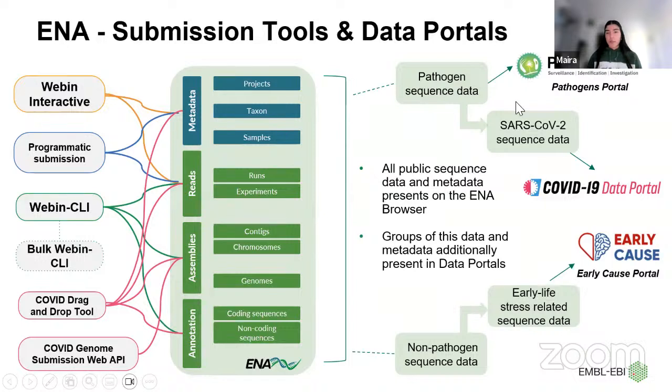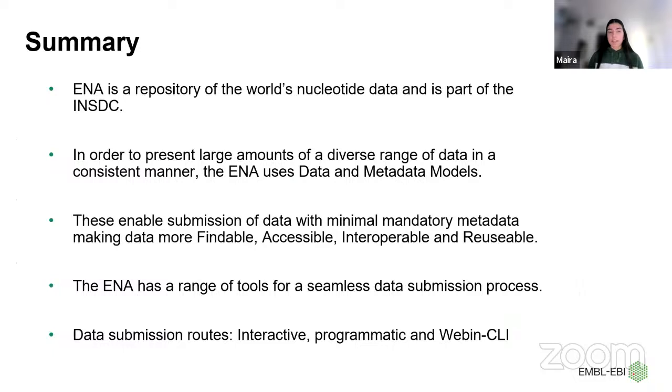This right here shows some of the portals that we have developed as part of different projects. You have your pathogens portal right here, which contains all pathogens data linked from the ENA. We also have the COVID-19 data portal, which, as the name suggests, is SARS-CoV-2 data. You have the early cause portal, which links data from the ENA linked to any early life stress. Right.